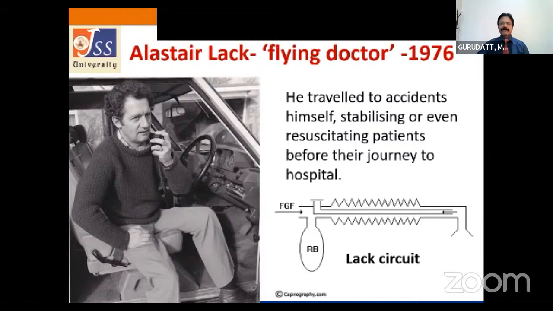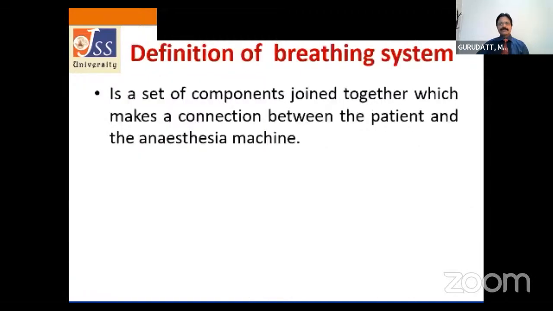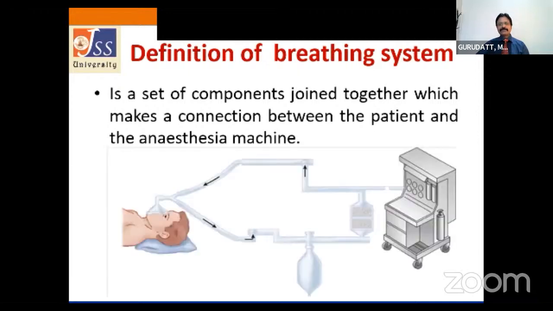This is a brief history of the breathing circuits. Let us move on to the definition of breathing circuit. The breathing system is a set of components joined together which makes a connection between the patient and the anesthesia machine. By connecting the machine to the patient, they form an artificial environment through which the patient will be breathing in and out. So the patient will be totally disconnected from the external environment.